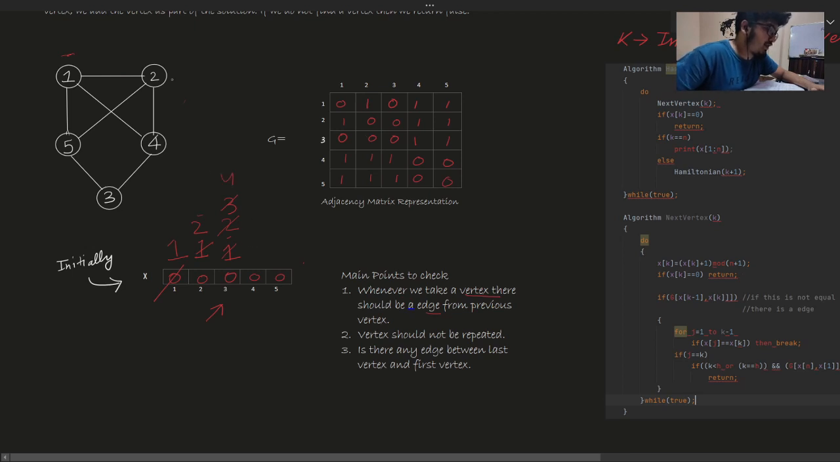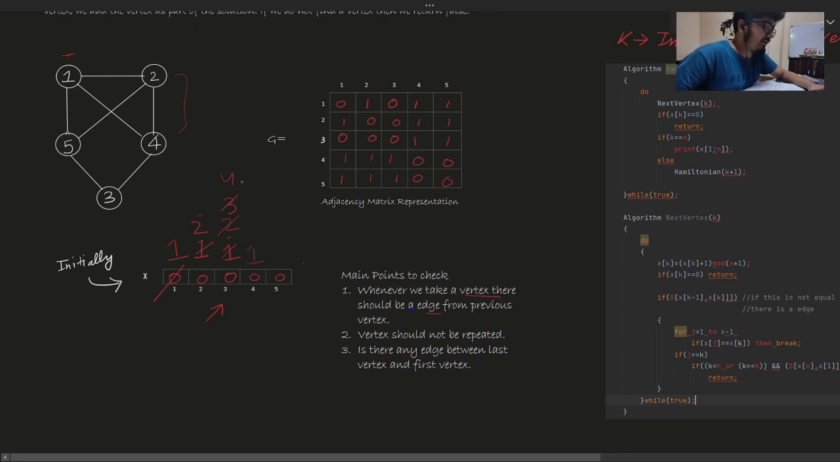Now we will check, is there an edge? Yes. Is the vertex repeated or not? No. We have 1, then 2, then 4. The vertex is not repeated. We will put 4 here. Now again we will put 1.